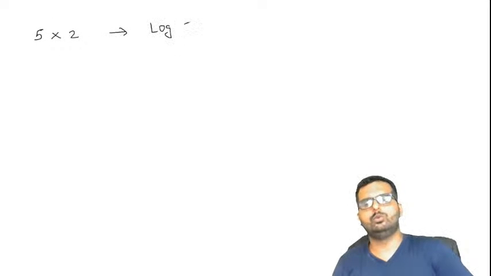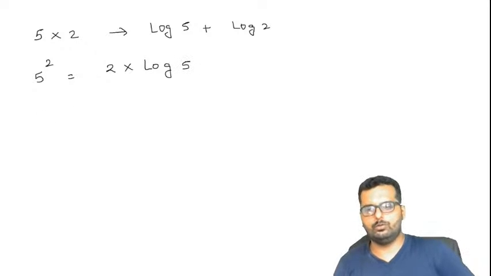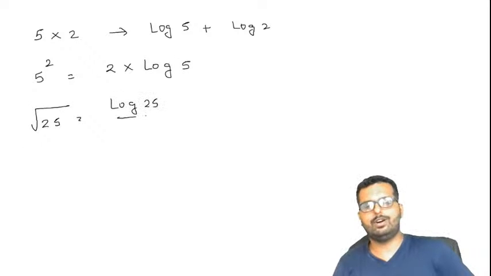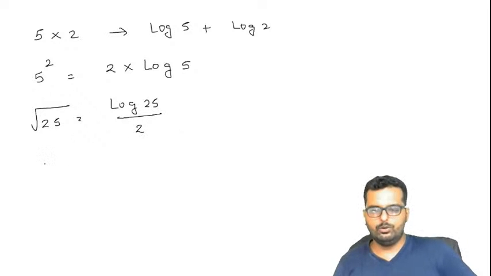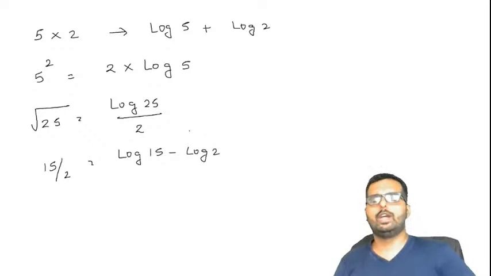If you want to do, for example, 5 into 2 in logarithm, what will you do? Log 5 plus log 2. If you want to do 5 square, what will you do? 2 into log 5 is what you will do. Square root of 25, you will do what? Log 25 divided by 2. If you want to do 15 divided by 2, what will you do? Log 15 minus log 2. You get the same answer.